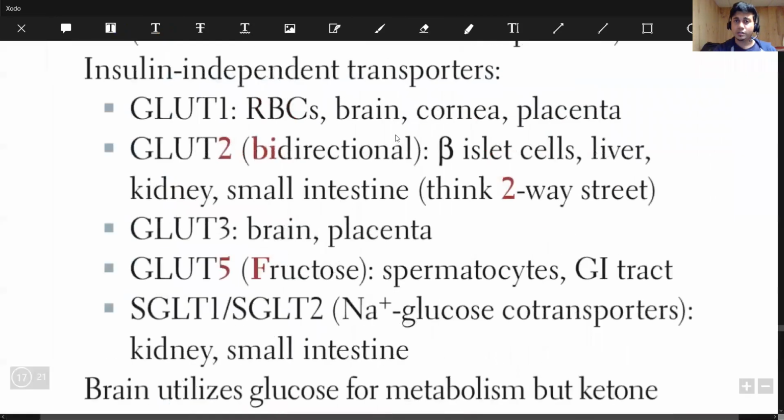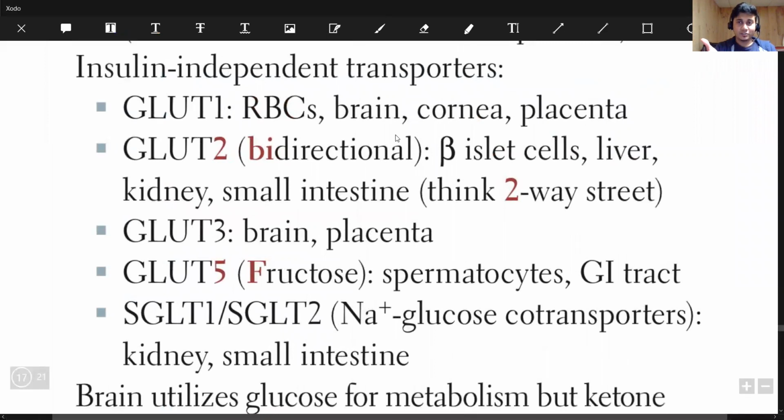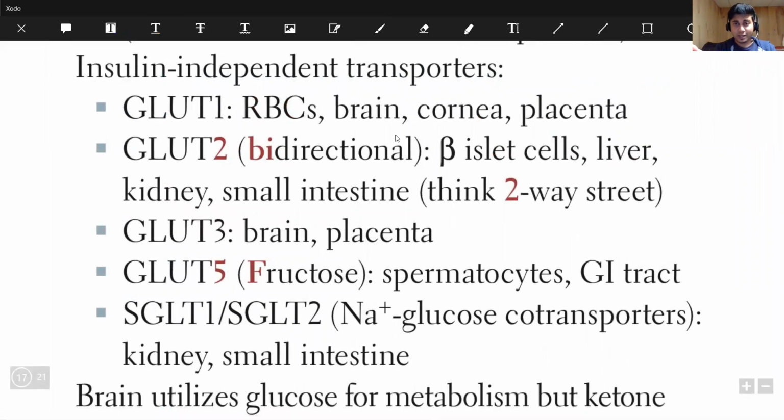GLUT2 is the transporter present in the beta cell of the pancreas, liver cell, kidney, and small intestine, and it is said to be bidirectional. What does bidirectional mean? This GLUT2 transporter is used to take up glucose from the intestine to the blood.